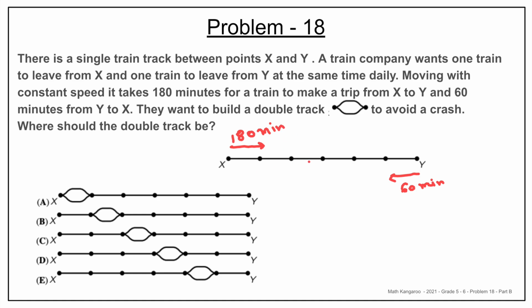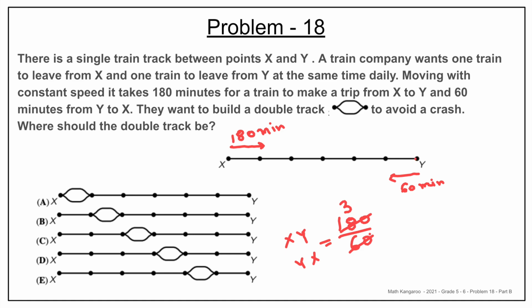What is the ratio of the speed between X and Y? So the ratio of the speed can be determined by 180 divided by 60. So X to Y and Y to X, and that is 3 times. So the train from Y to X is 3 times faster than the train from X to Y.